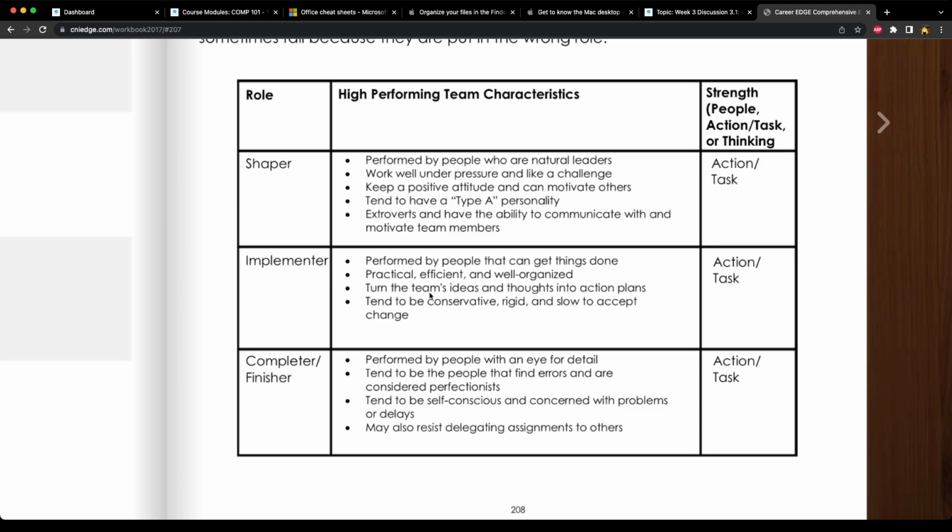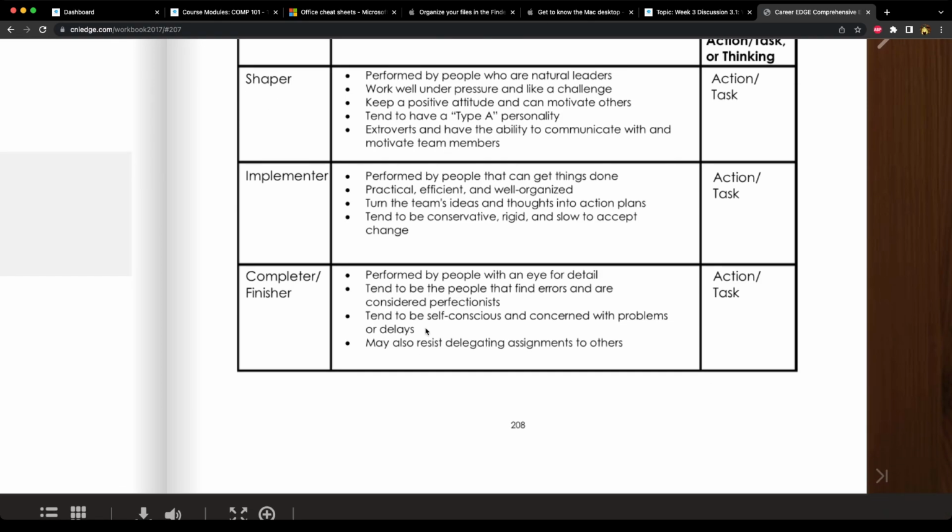So with having the implementer here, they're the ones that are making sure everything is super organized, and they get all these ideas, put them together, and actually lay it out. And then over here, finally, the completer and finisher. This is super good because, after you have everything laid out together, you still want to go through it and make sure that things are edited well, that things transfer over well, everything sounds the same, and there are no errors.